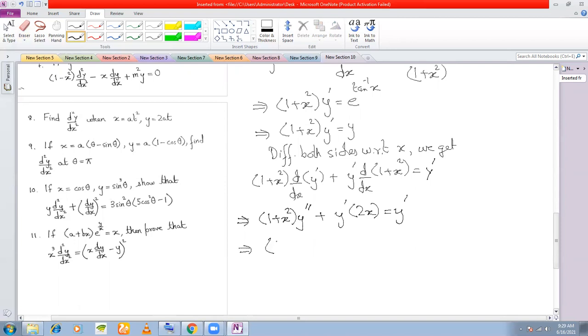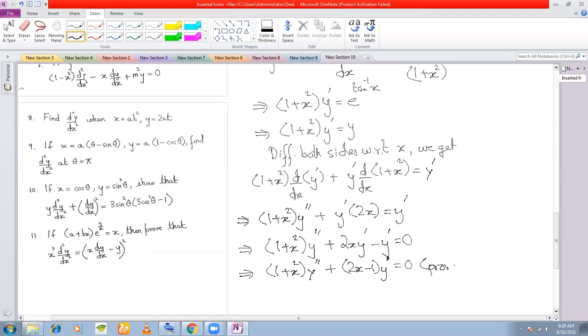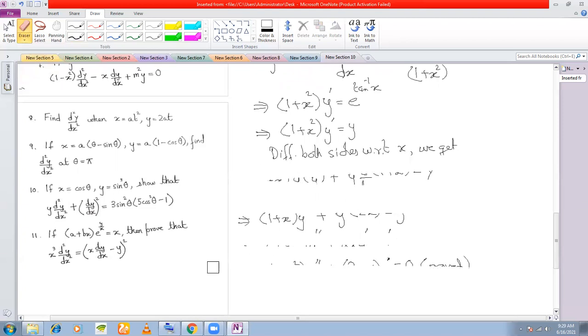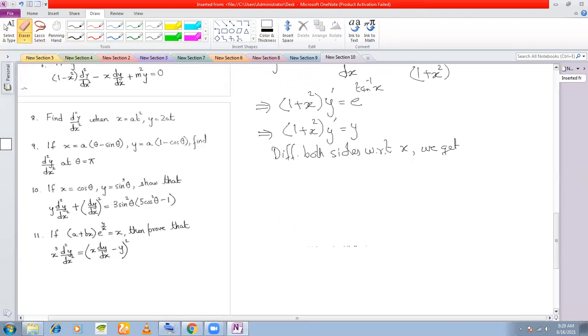You take everything on one side, 1 plus x square y double dashed plus 2x y dashed minus y dashed is equal to 0. And then you take y dashed common. Is equal to 0. And that is what we need to prove. That's it. Any question here? No, sir. We'll do number 7. Hopefully the last one. Number 7 should be a little longer one.